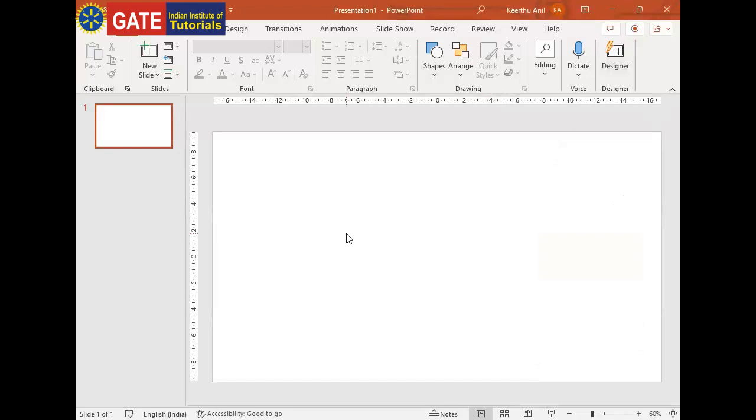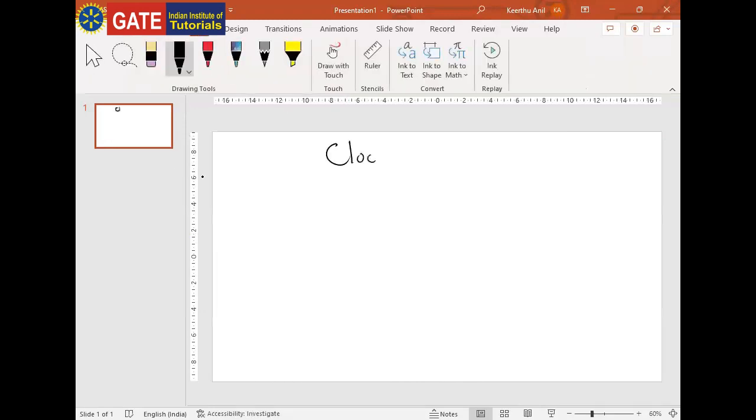Okay, so shall we start? As per your suggestions, I am going towards the next topic after age. It is clock and calendar. So our chapter would be clock and calendar.